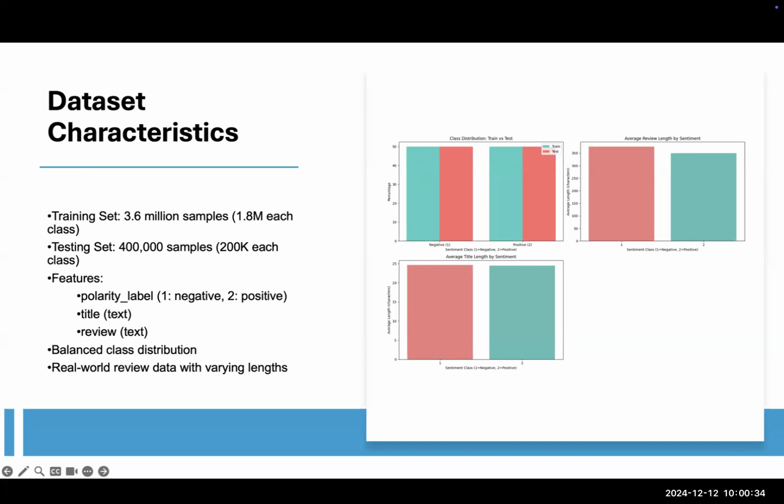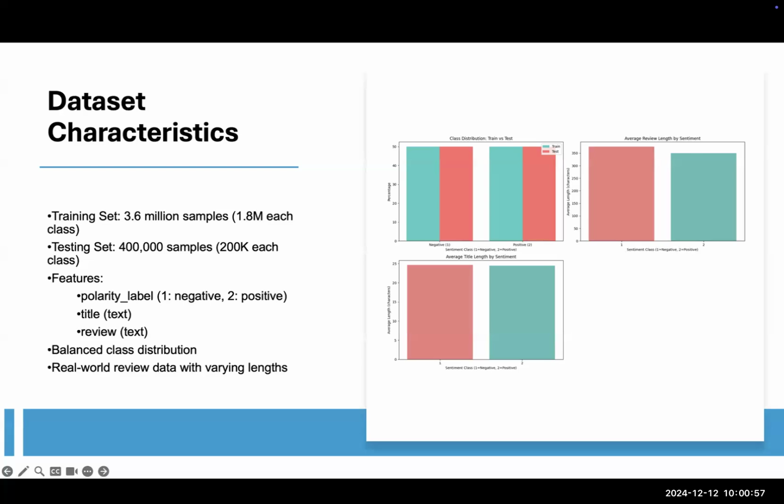We have three features. The first is polarity level, which is the sentiment classification between negative and positive. Reviews with a star rating less than three, or three, are marked as negative, and four and five are marked as positive. We also have the title and the review.